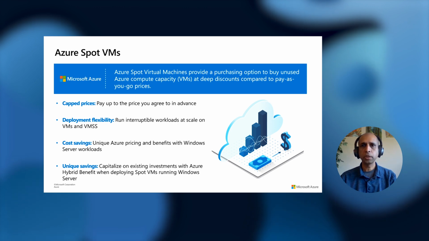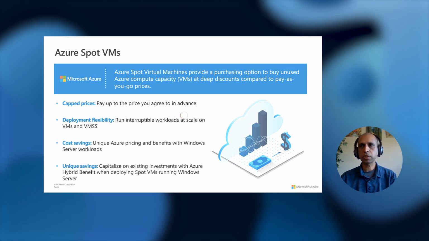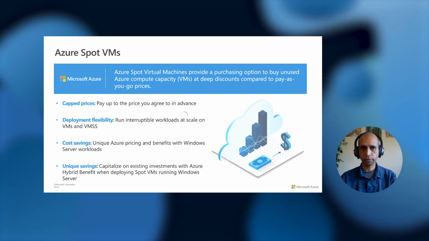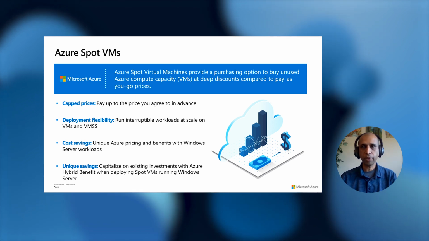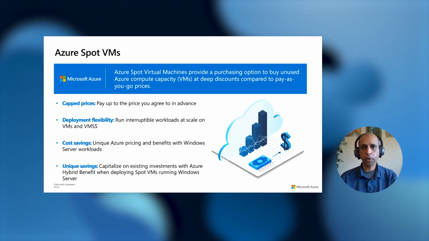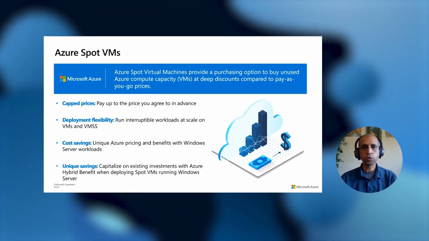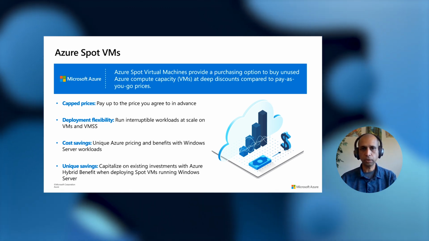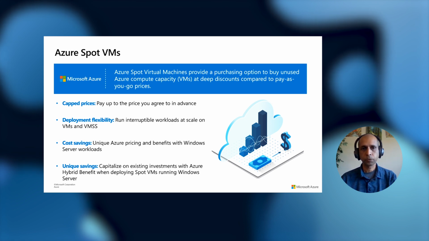Azure Spot virtual machines provide you, the customer, a purchasing option to essentially buy the unused Azure compute capacity. With this, you get deep discounts compared to pay-as-you-go prices. You also have the ability to cap the price. With that, you essentially pay up to the price you agree to in advance. Spot VMs also offer you the deployment flexibility to run interruptible workloads with either just plain virtual machines or VMSS.